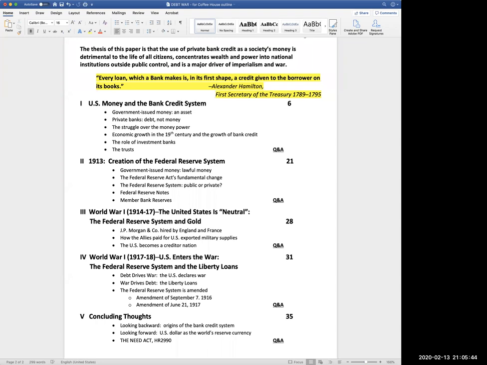And there's a section here about the question that always arises: is the Federal Reserve system public or private? In my studies over the years, I see it as mostly private. And even back then, I'll give you some of the quotes.